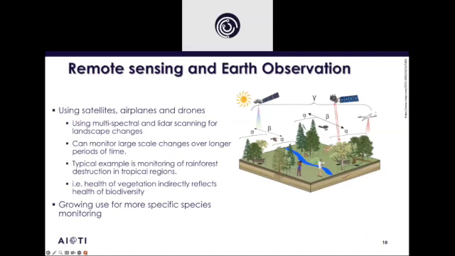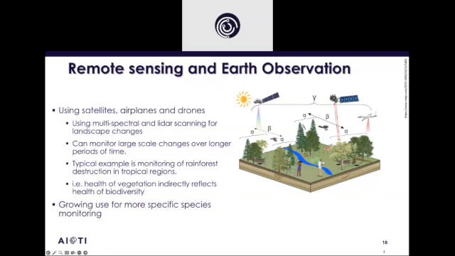Now, those are located physically on the Earth, but then remote sensing and Earth observation has been used more and more to do biodiversity monitoring. It's an interesting contrast here. So here we're using satellites, airplanes, and drones, using multispectral and LIDAR scanning for landscape changes. This is the kind of thing that you can do most easily with this kind of technology, is to monitor large-scale changes over longer periods of time.